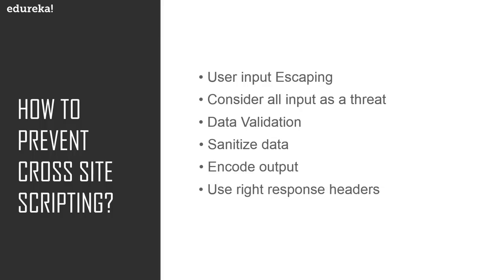Next thing you can do is use the right response headers. You can decide what the response headers should be, what data can be sent or what data can be received through the response headers. And finally, you can use content security policies. This is a standard, also known as the CSP standard. So you can use a content security policy to avoid cross-site scripting. To know more about this, you can just Google content security policy to know what the standards are.